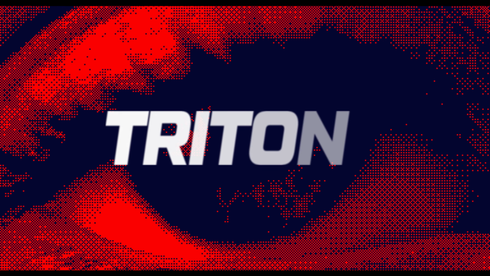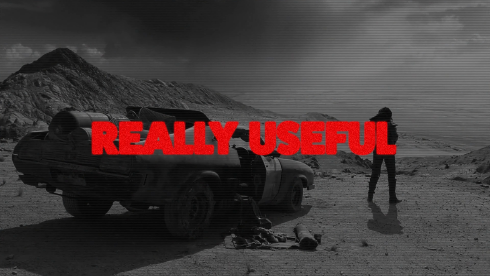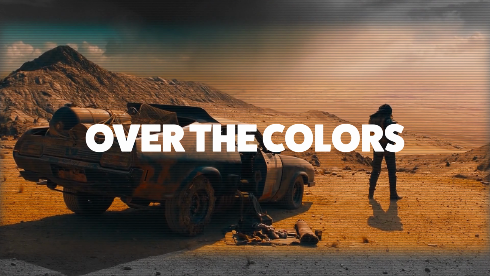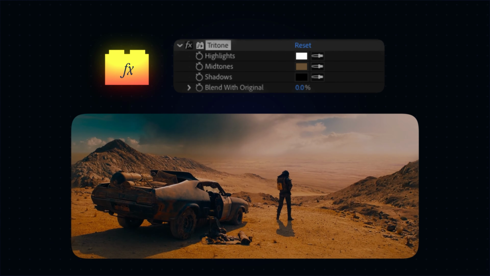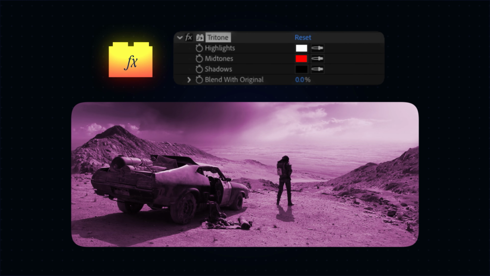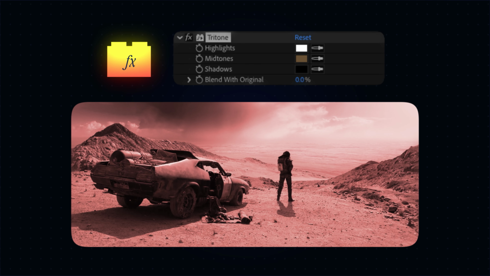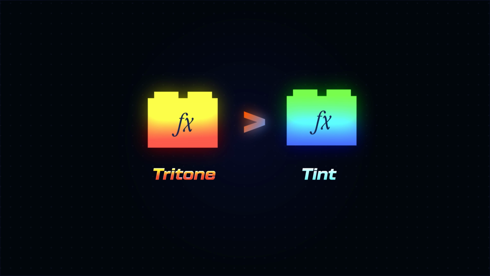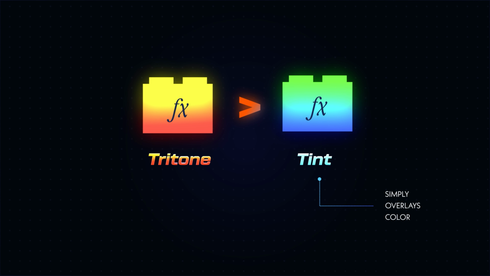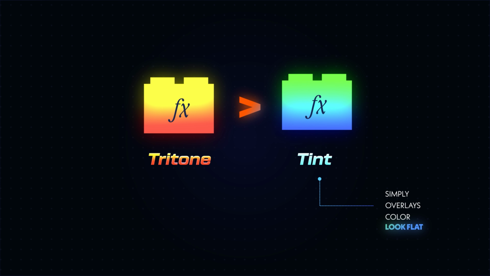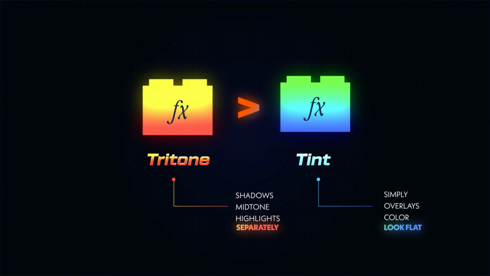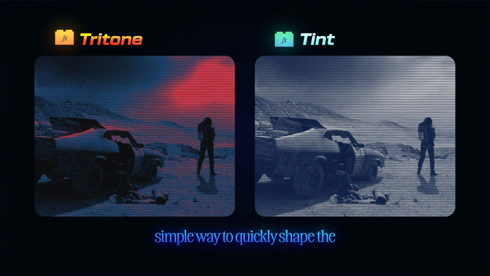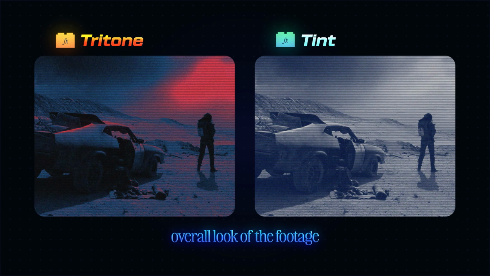The next effect is called tritone. It's really useful when you want more control over the colors in your footage. For example, if you're working with vintage light leaks or burn transitions, you can use tritone to change the midtones and match them with your video's color theme. So if your theme is red, you can push the midtones toward red. This works much better than using the regular tint effect, which simply overlays color on the entire image and can look flat. With tritone, you can control the shadows, midtones, and highlights separately, giving you much cleaner and more flexible color styling. It's a simple way to quickly shape the overall look of your footage.